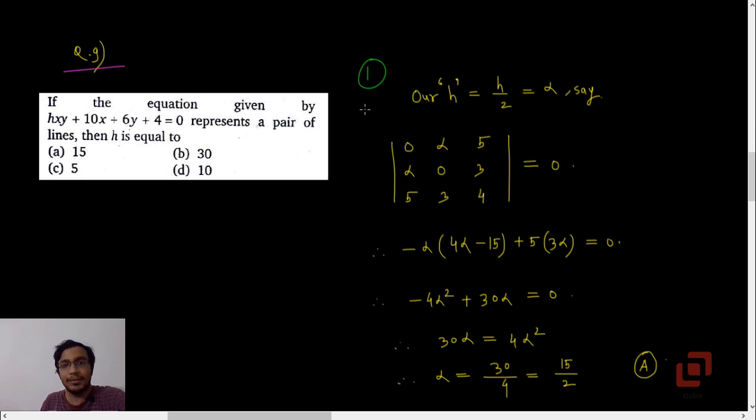In the first method, we will apply the condition, that is the determinant of a, h, g, h, b, f, g, f, c equal to 0. Now while applying the first method, you should be careful that in our standard notations, the coefficient of xy is 2h, and when you apply the determinant condition, we take half of that. That means we take h. But if you look at the problem, the coefficient of xy itself is h.